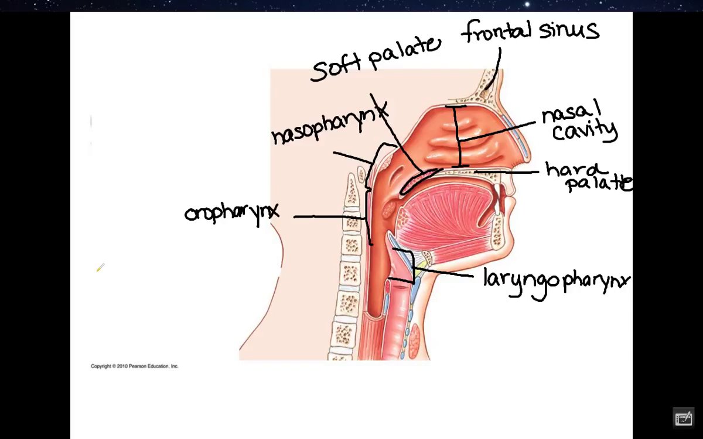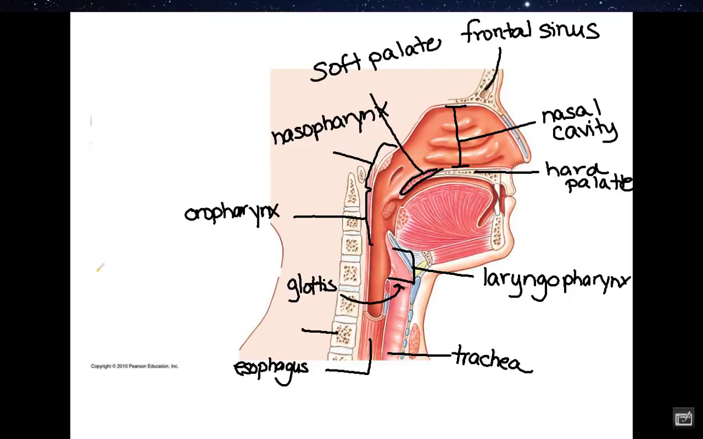And then below that, especially here, starting at that slit-like opening, which is your glottis, you would have below there your larynx, and then down here would be your trachea. You can see the other tube that runs behind the trachea here, right up against the spinal column, and that is your esophagus. So you have your vertebral column here, your esophagus, and then your trachea kind of coming forward.